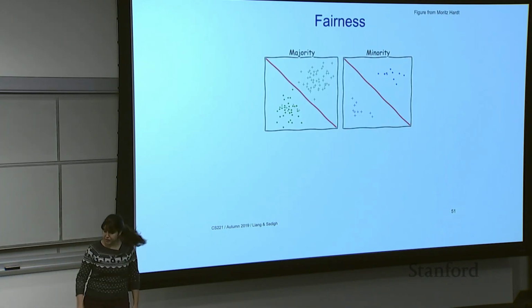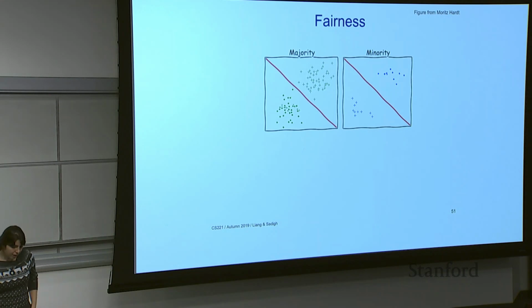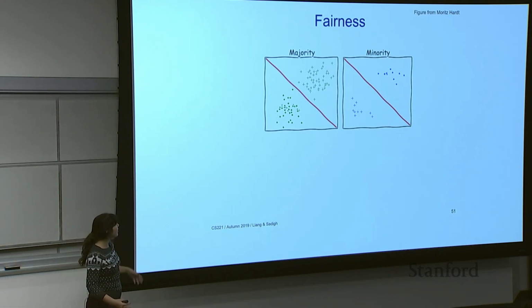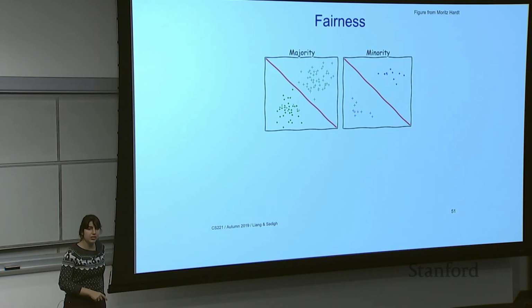All right, next up, fairness. Fairness is a big problem. I think a lot of you know this already. So we might have a classifier that, on your majority data set, perfectly separates your majority data set, such as the picture on the left. And then you might have some data points from a minority group, and the classifier does exactly the opposite thing for the minority group.